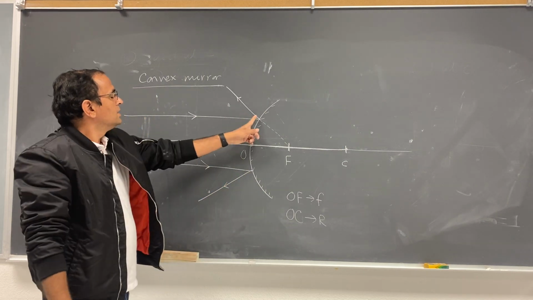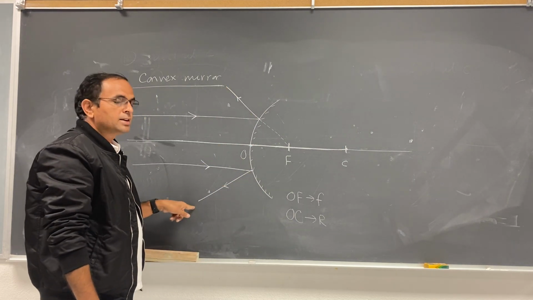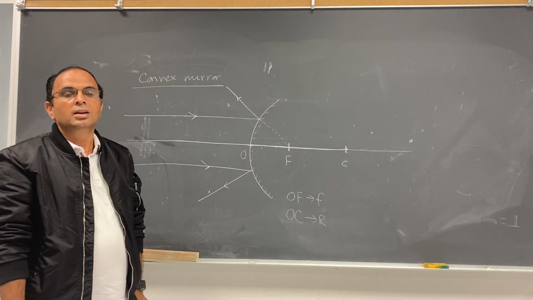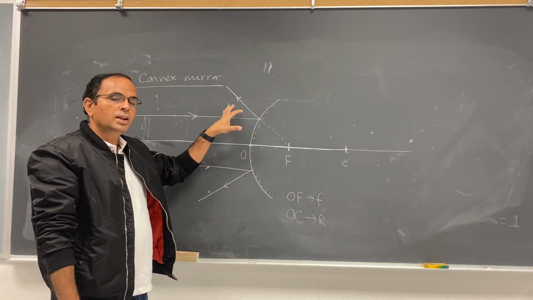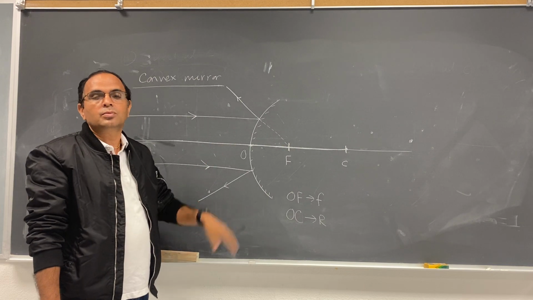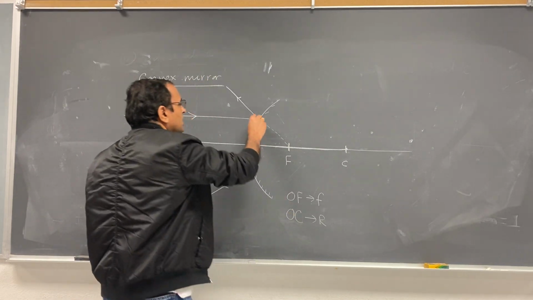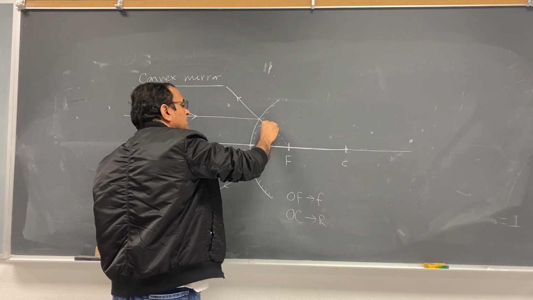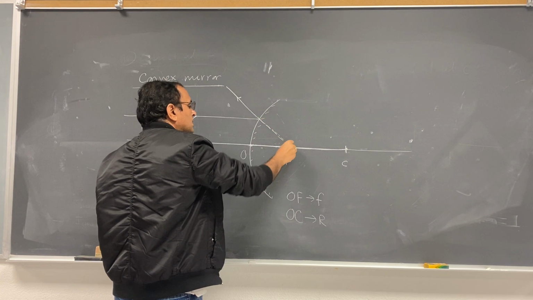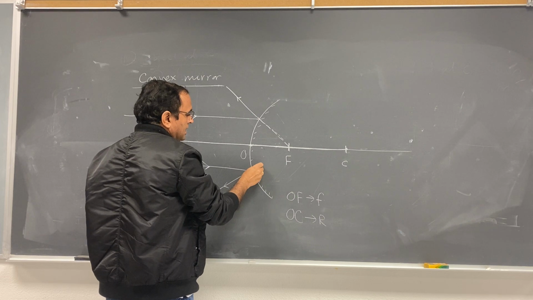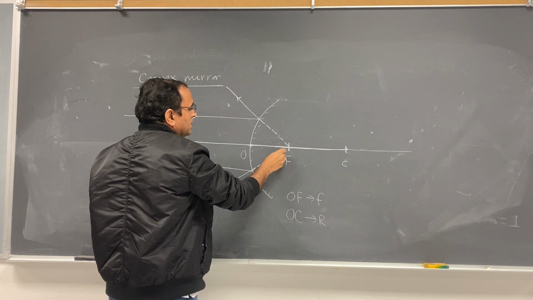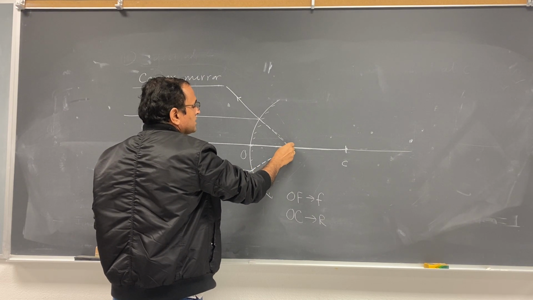Now look at this. This reflected ray and this reflected ray, they don't meet. If these two reflected rays don't meet, you cannot produce the image. So what happens in this case is, you have to extend this line. Please draw the dash line like this, and you can extend this line also. And look, they meet right here, at the focal point.